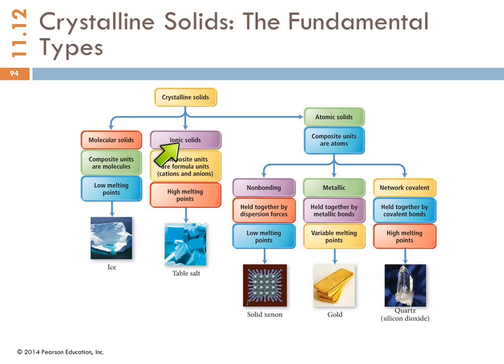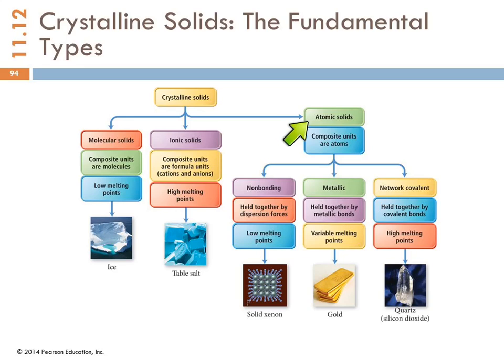Then we have ionic solids composed of ions, cations and anions. They have high melting points. Why? Actually, they don't technically have intermolecular forces. They have ionic bonds that go throughout the whole crystal. An ionic bond is very, very strong, and that's why they generally have very high melting points, because it's cation, anion, all the way through, and it's this attraction between full charges.